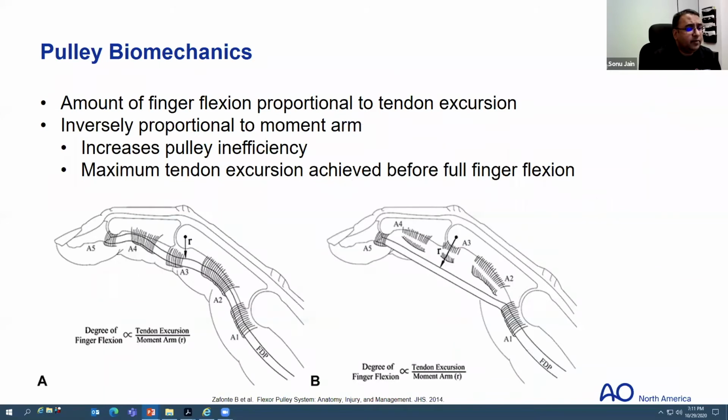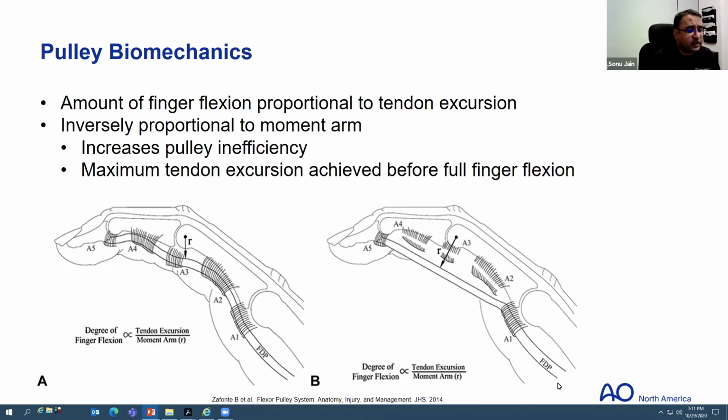So the pulleys, as you can imagine, have an important role in terms of the biomechanics of your finger, as we mentioned earlier. The amount of finger flexion is proportional to the amount of tendon excursion. So if you have pulleys that are ruptured or incised or lacerated, the finger mechanism becomes more inefficient, right? The maximum tendon excursion is achieved before the finger is fully flexed if you have bowstringing.